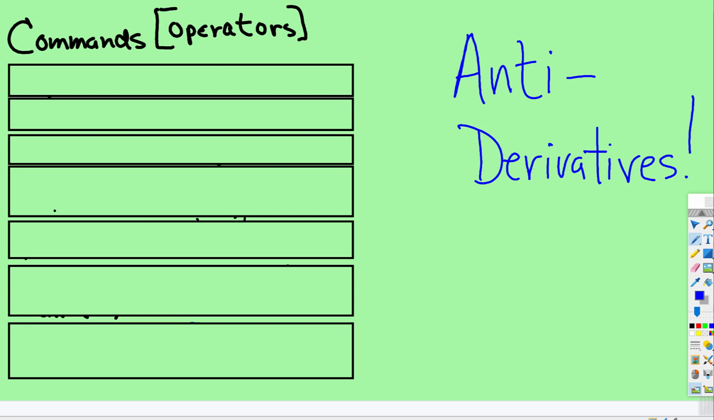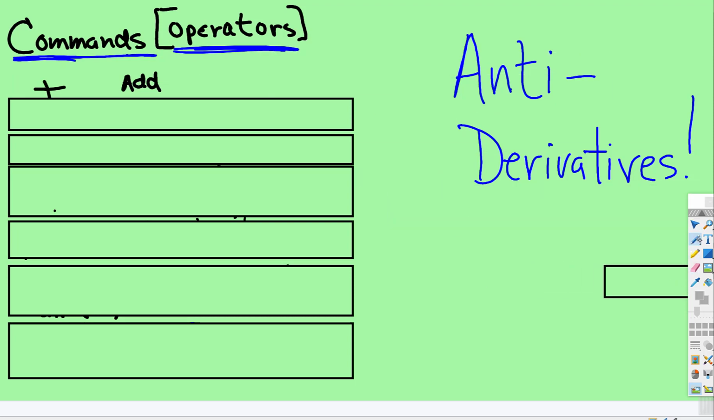Okay, we're going to begin the world of anti-derivatives, but before we do, I want to refresh your brains on the commands that you know now. And by commands, I mean operators. Symbols that say, do this, do that. That's what operators are. They're commanders. They tell you what to do. Hate it when people tell me what to do.